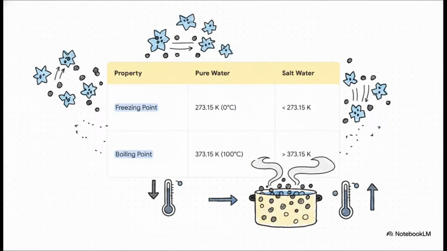So these party crashers cause two big disruptions. First, when the water molecules try to line up into their perfect crystal structure to become ice, the solute particles are in the way. They're physically blocking them, so you have to get everything even colder to force them to freeze. The freezing point goes down. And for boiling, it's the same thing. The particles clog up the surface, making it harder for water molecules to escape as steam. So you need more energy, a higher temperature to get it boiling. The boiling point goes up, all because of the crowd.